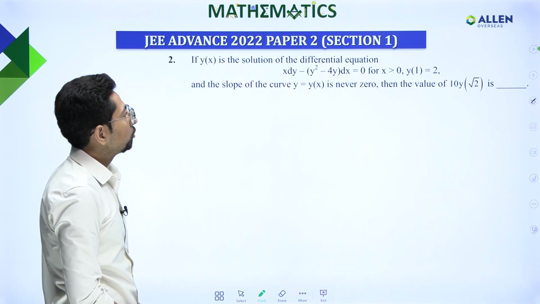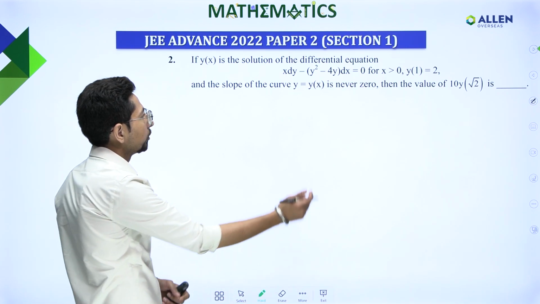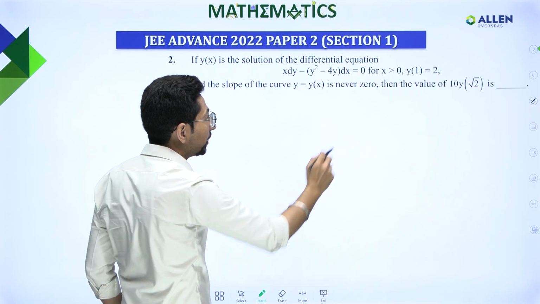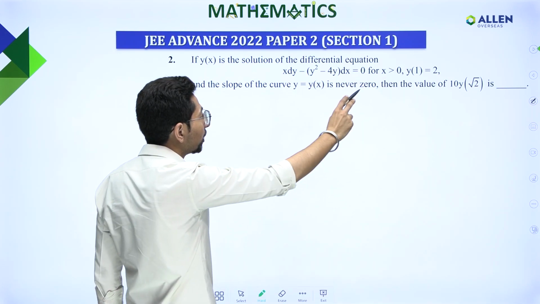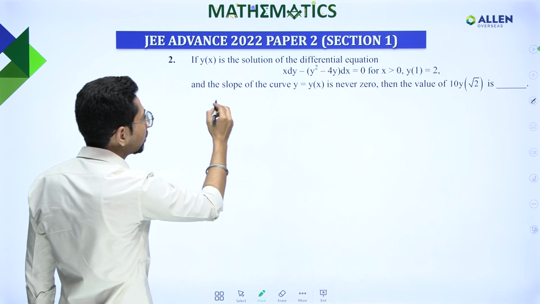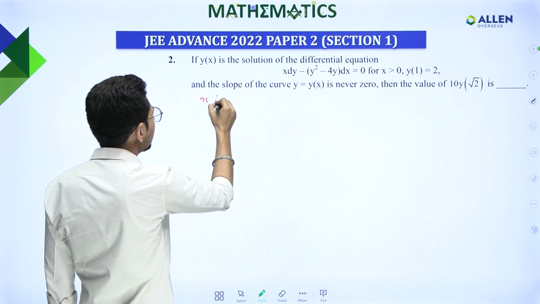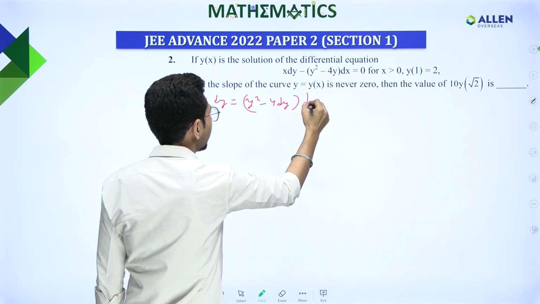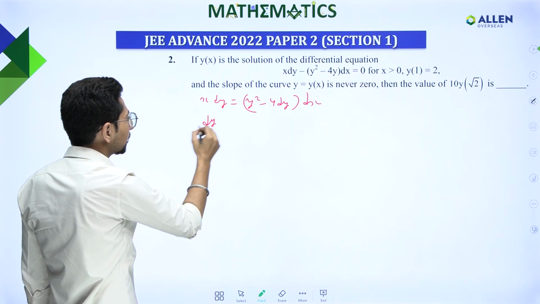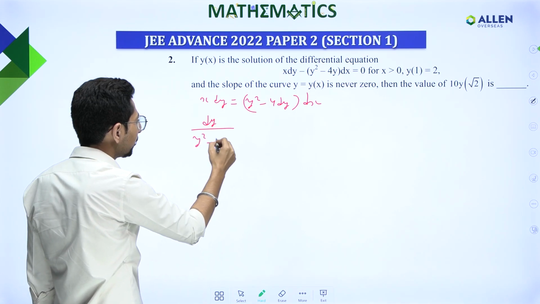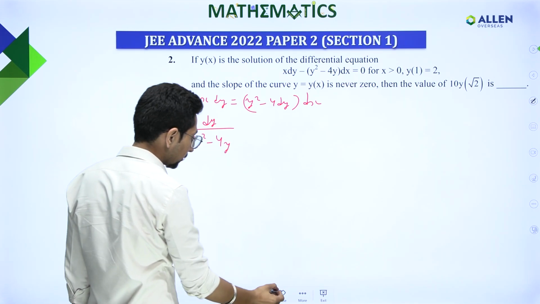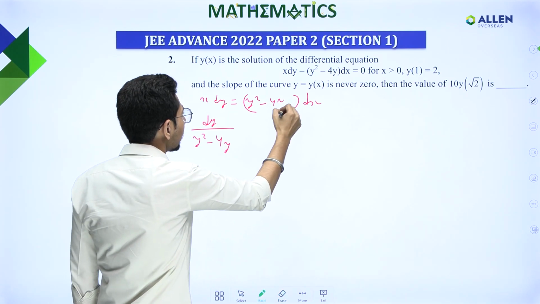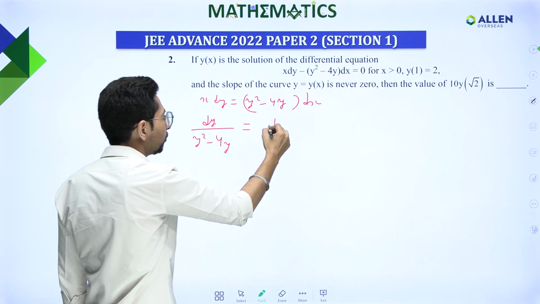if y of x is the solution of the differential equation, this is the differential equation, right? Now, the slope of the curve is never 0, then the value we have to find out, right? y of 1 is given to be 2. So according to this equation, what I can write is x dy is equal to y square minus 4y dx. Separating the variables, this will be dy upon y square minus 4y is equal to dx upon x.